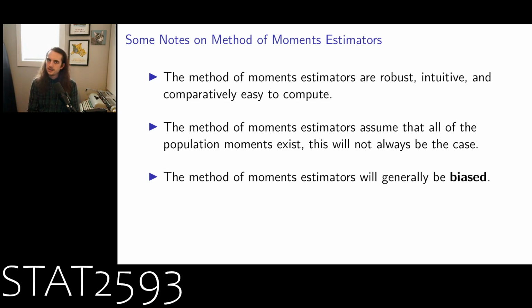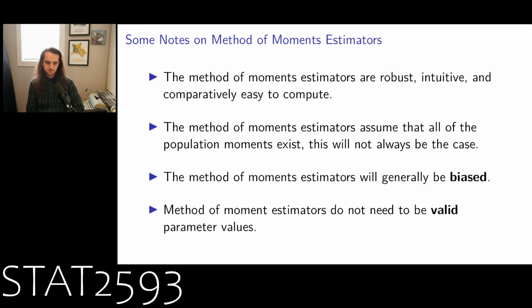It's also going to be the case that generally method of moments estimators are biased, right? Which we talked about in the previous lecture, that biased estimators are not generally preferred, but sometimes it's going to be okay to use biased estimators, right? And so as a general rule, the method of moments estimators are not going to be unbiased estimators of the truth.